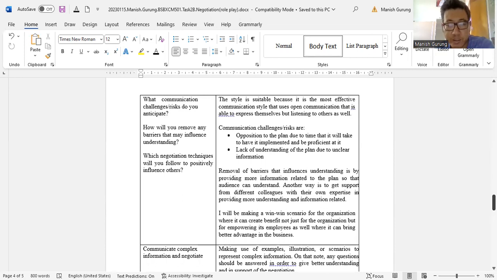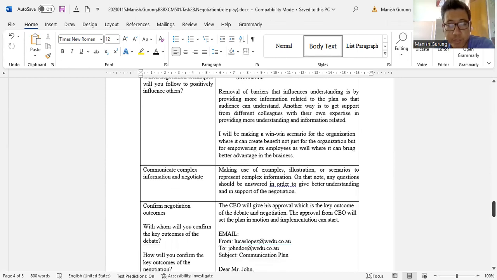Communication challenges and risks are opposition to the plan due to the time it will take to have it implemented and be proficient at it, and lack of understanding of the plan due to unclear information. Removal of barriers that influence understanding is by providing more information related to the plan so that the audience can understand. Another way is to get support from different colleagues with their own expertise in providing more understanding and information related to the matters.